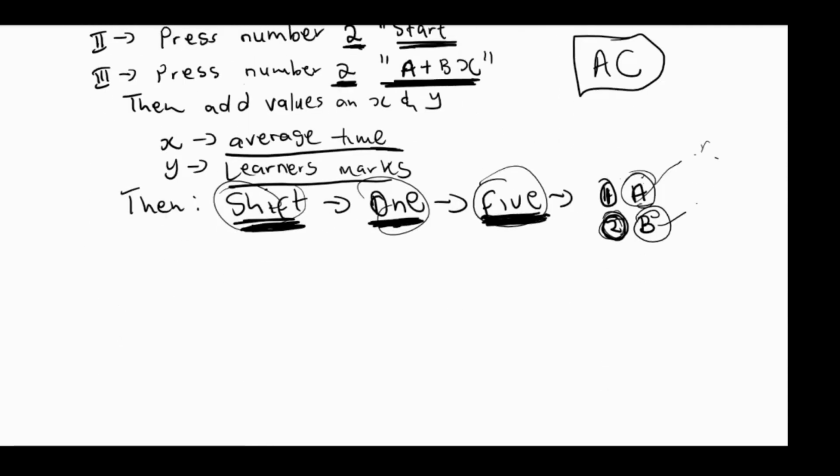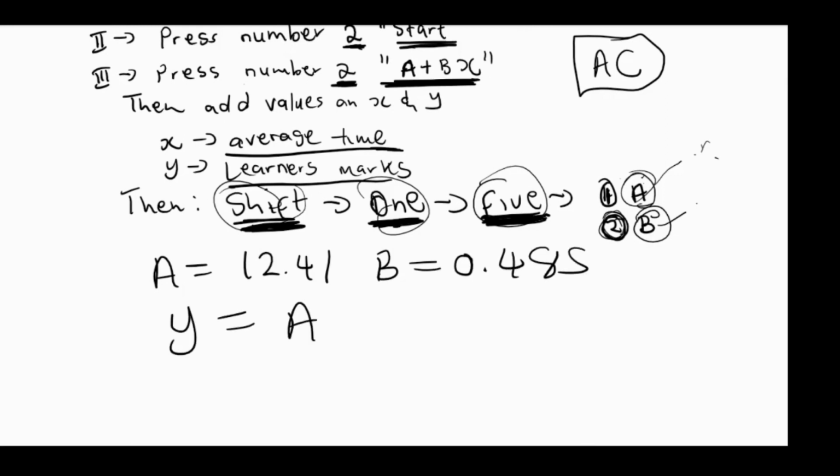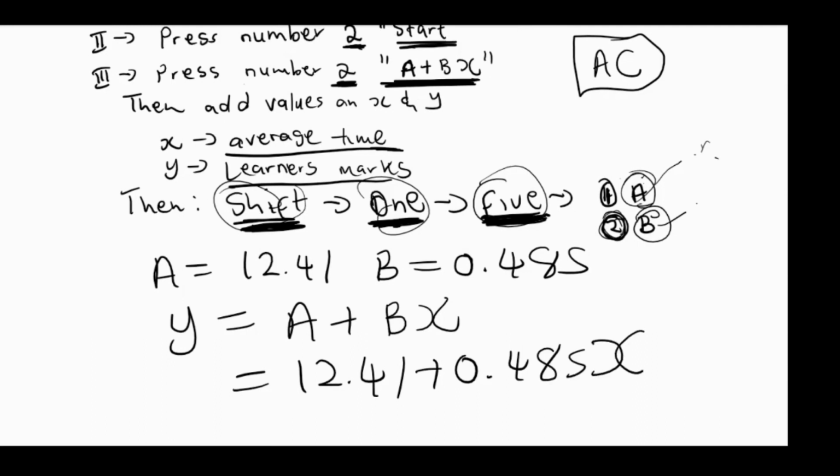The values that you're supposed to get are: the A value is supposed to be 12.41 and the B value is supposed to be 0.485, and then you have to write your equation, right? The equation is a plus bx, so it's going to be 12.41 plus 0.485x. This is the equation required in this question.